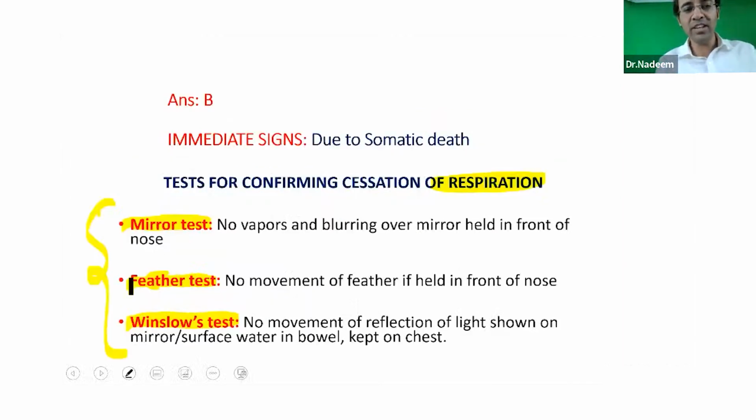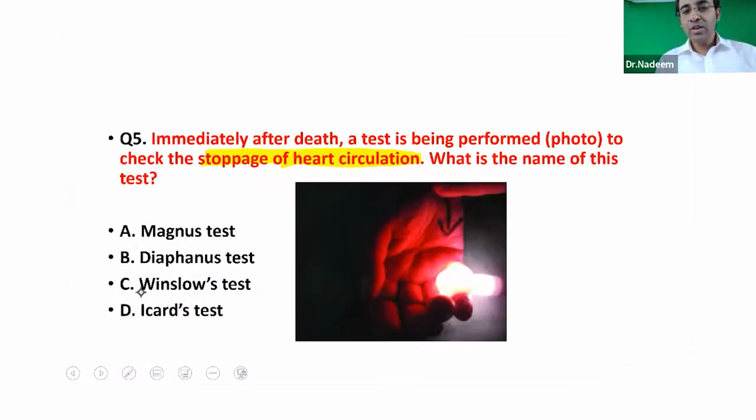Now you tell me what is the answer here. Basically, this is the trans-illumination test, which is also called Diaphanous test. What is the other name of Magnus test? Can you answer me?